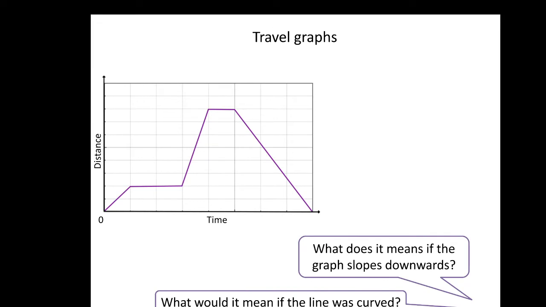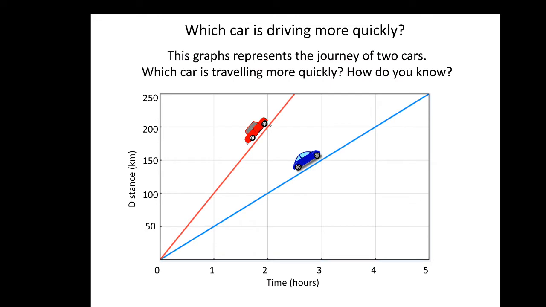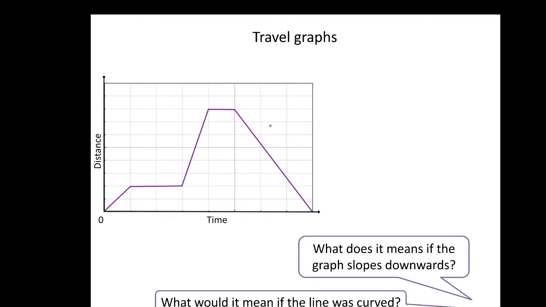What does it mean if the graph slopes downwards? We've got this graph. We saw in the last slide these ones were going up. So these ones going up, they make sense. We can perhaps even make sense of these ones. But what does it mean if it's going downwards? Have a think.